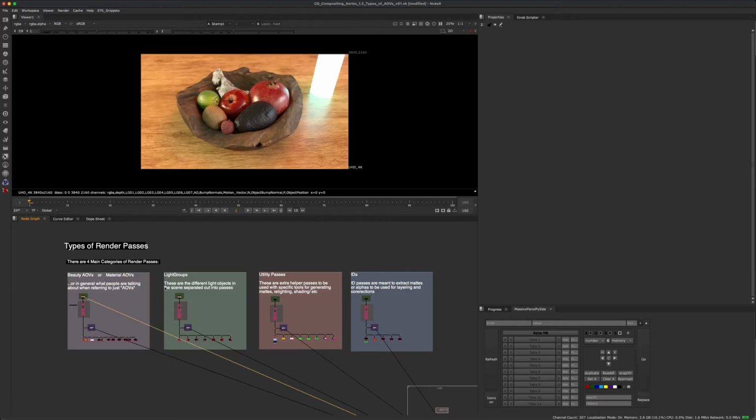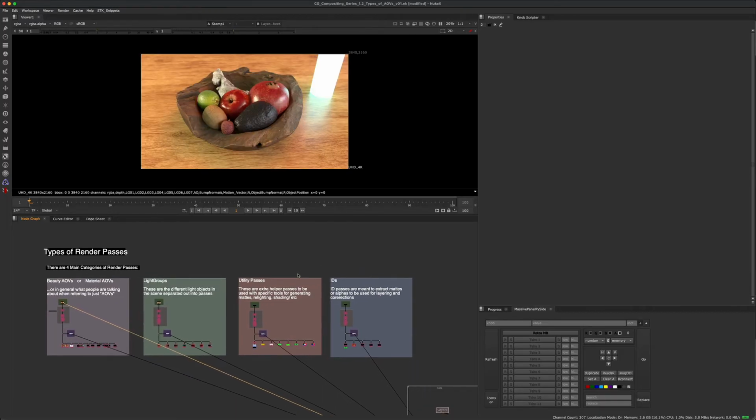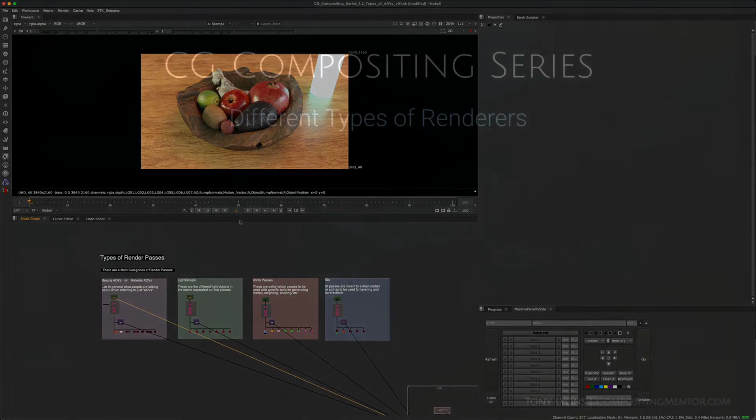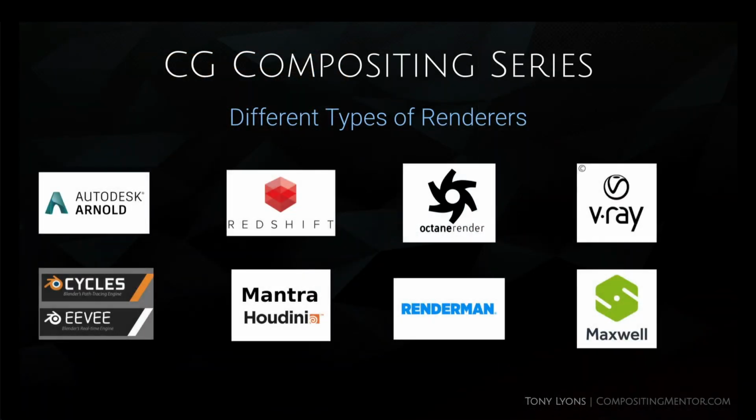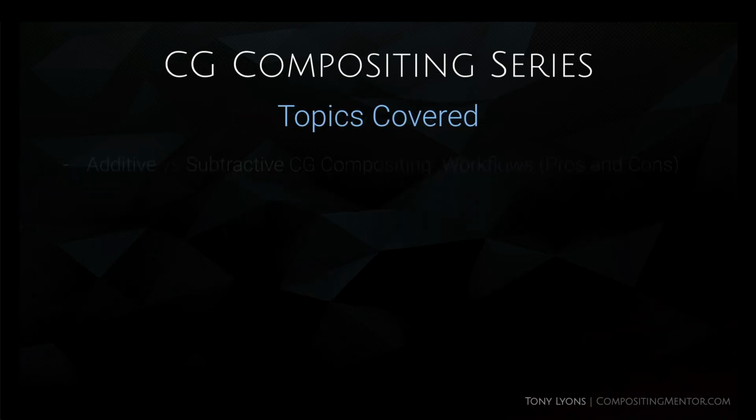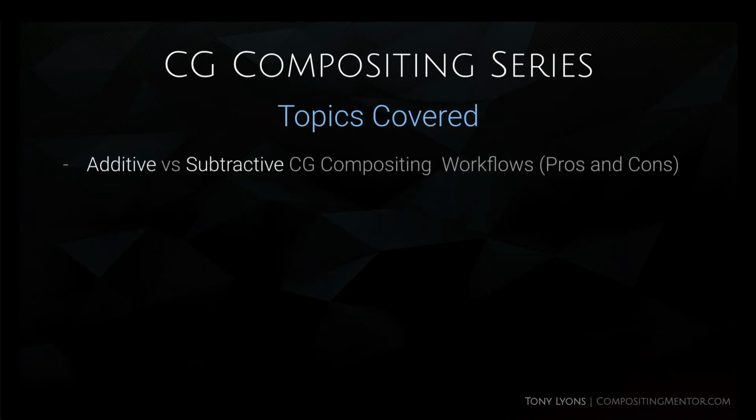We will categorize and group different AOVs in order to define them better and help us to find commonality and patterns between renderers. This series aims to be useful no matter what renderer your CG comes from, as the principles are the same. I will go over the differences between subtractive and additive workflows when it comes to CG compositing and the pros and cons of both methods.